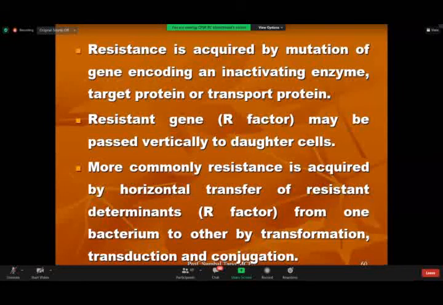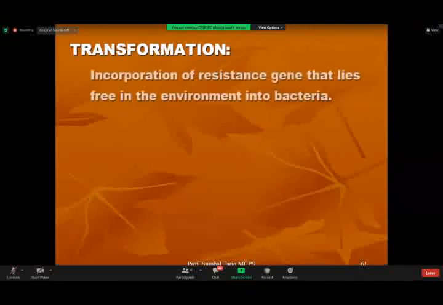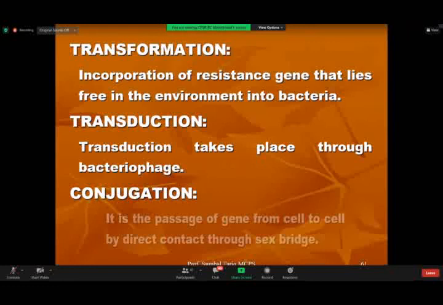Then the resistant gene R factor may be passed vertically to daughter cells. So the daughter cells that are now new resistant bacteria, and the daughter cells they produce, all of them carry the resistant gene. And even if after that you give them a continuous dose of the antimicrobial, it doesn't have any effect. More commonly, resistance is acquired by horizontal transfer of resistant determinants from one bacterium to another or by transformation, transduction and conjugation. That means all the new bacteria being produced are such that there is no effect of what you are giving them.